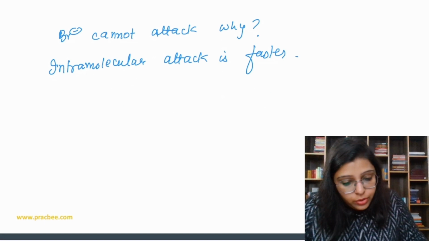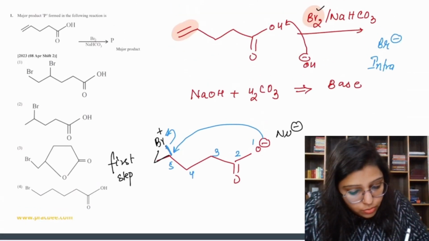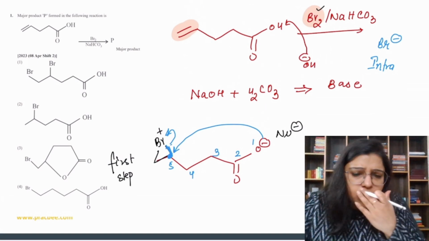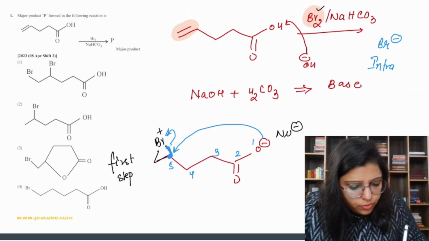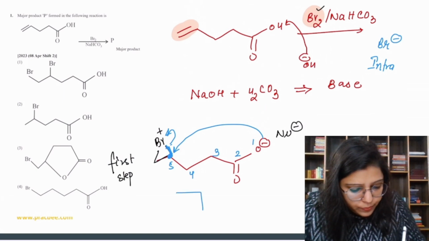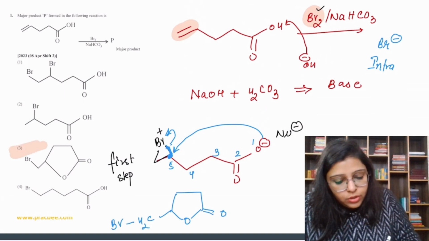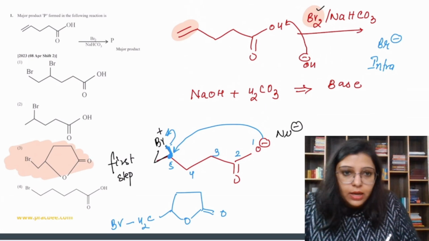So that's why we attack over here, and the electron of this bond shifts to Br. This is also as per Markovnikov. So we have a 5-membered ring, and on second position we have double bond O, and on fifth we have CH2Br. So the third option is going to be the correct answer.